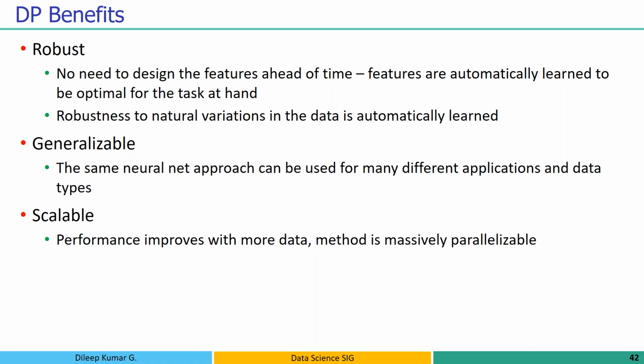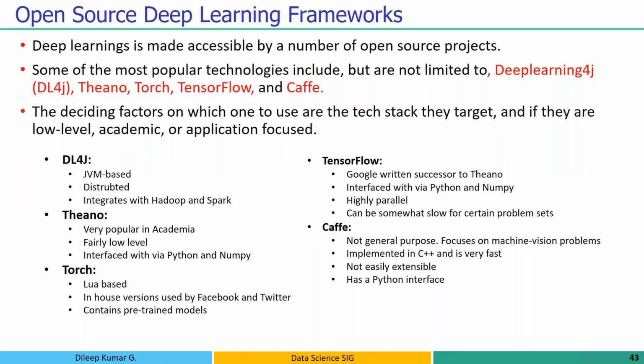And generalizable means it's not that you build a model for some specific task and then you can't use that for some other task. Once you build a model, it can be used for different applications and also different data types. And scalability means performance improves with more data. Even if we increase the data, the performance also increases, not decreases like machine learning.